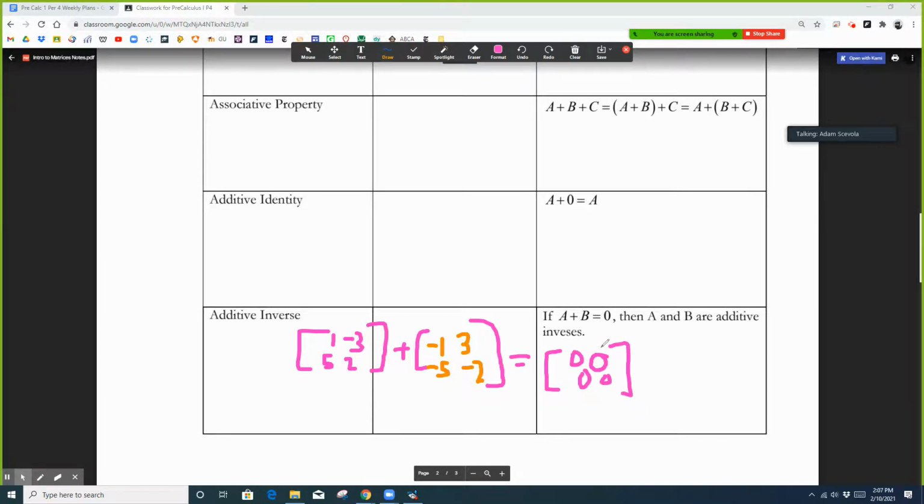All right, so in math, inverse means like undo something. So how do you undo this +1? You add -1. How do you undo this -3? You add +3.